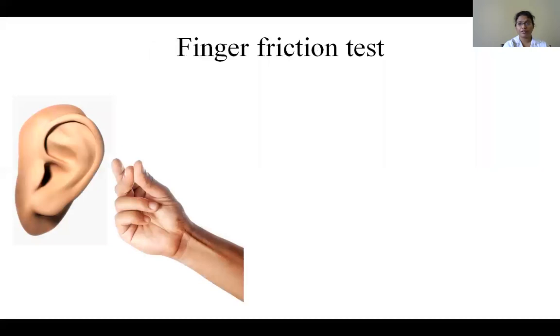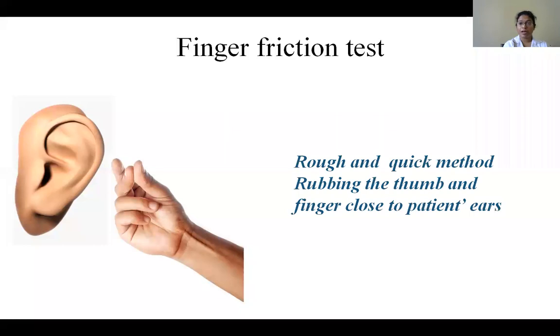Now, what is the finger friction test? What we do is we rub the thumb and the finger close to the patient's ear, at a distance of almost 3 to 4 centimeters away from the pinna. If the person can hear the sound, we can assess that his hearing is normal. This is a rough and quick method, but it is not so sensitive. For doing all these hearing tests, we need a comparatively silent room for assessment.